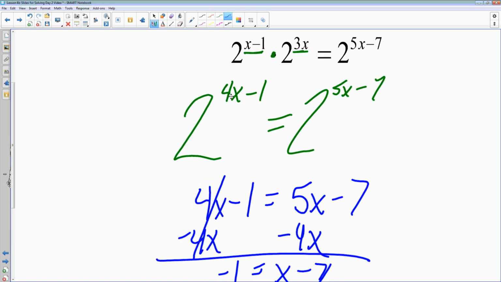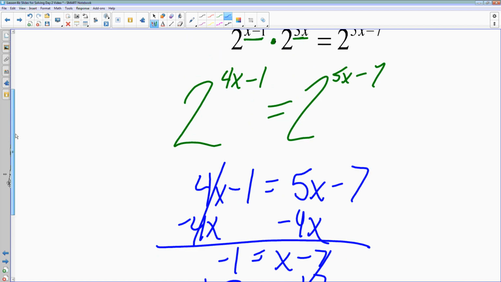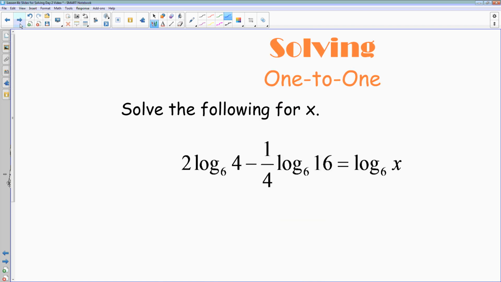6 times 4 is 24, minus 1 is 23. 5 times 4 is, whoops, hold on, I messed up my math there. Oh, 5 times 6, I apologize, is 30, minus 7 is 23. So we did the math right. Okay, so here is another one.